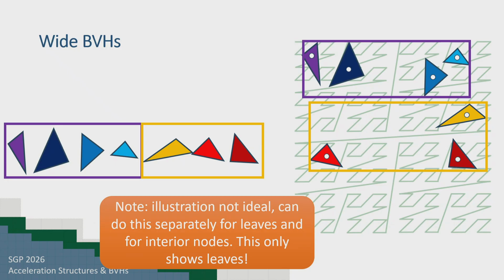Cool thing with the bottom-up build is that you can very easily change this, right? You can just build larger nodes at each step. So instead of combining 2 things together into a node, you now grab 4 things. Next level up, you grab 4 leaf nodes, put them together into a node, and so on. The illustration here just is on the leaf level, but you can do this separately for leaves and interior nodes.